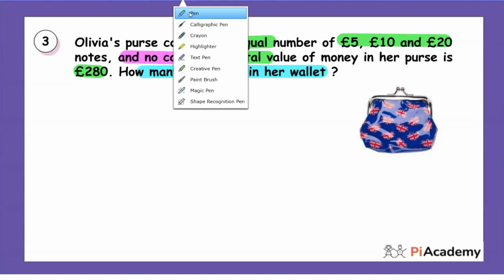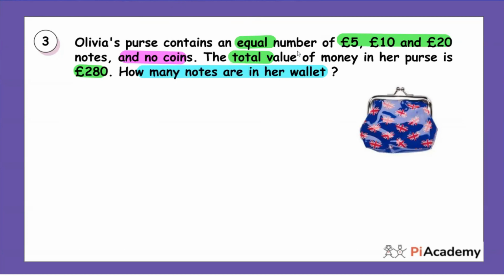Okay. So, Olivia's purse contains an equal number of £5, £10, and £20 notes. If this is not mentioned, then you can take X, Y, and Z. But this is mentioned already, right? The number of notes are the same. Okay. So, let's say I'm writing £5, £10, and the last one is £20.